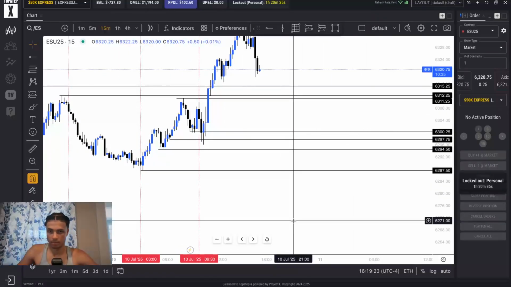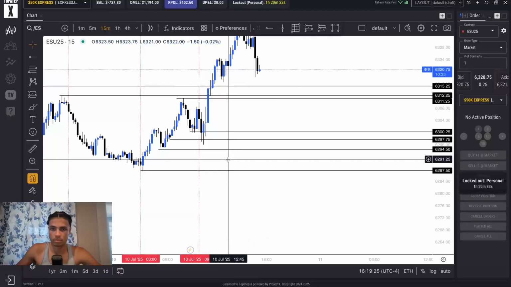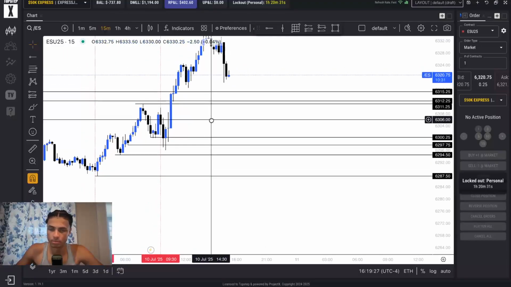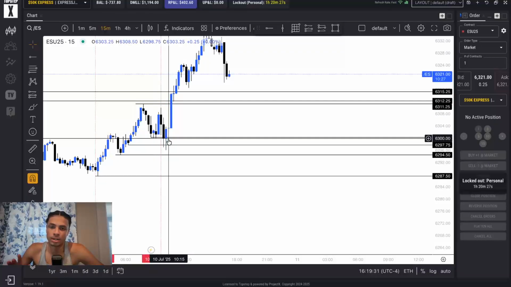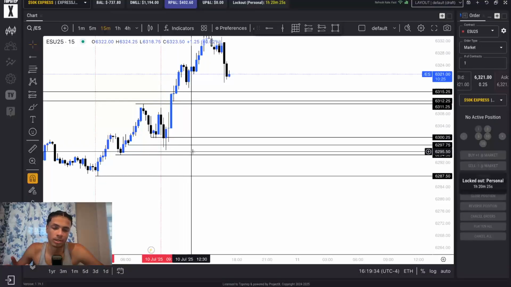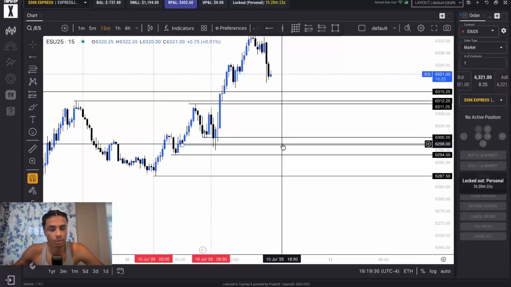As you look right here, market open, and it did the New York fake out. It went to the downside and swept this liquidity right here. I should have entered a little sooner, but I didn't.